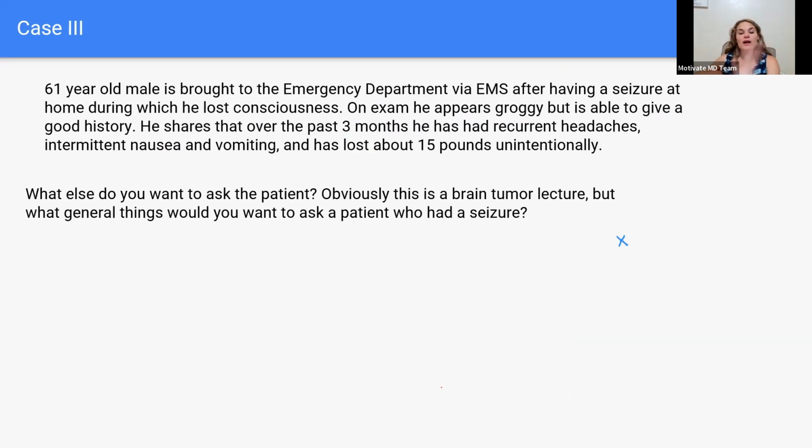Okay. So what else do you guys want to ask the patient? Obviously, this is a brain tumor lecture, so we know that's probably what's going on here. But what general things would you want to ask a patient who had a seizure?